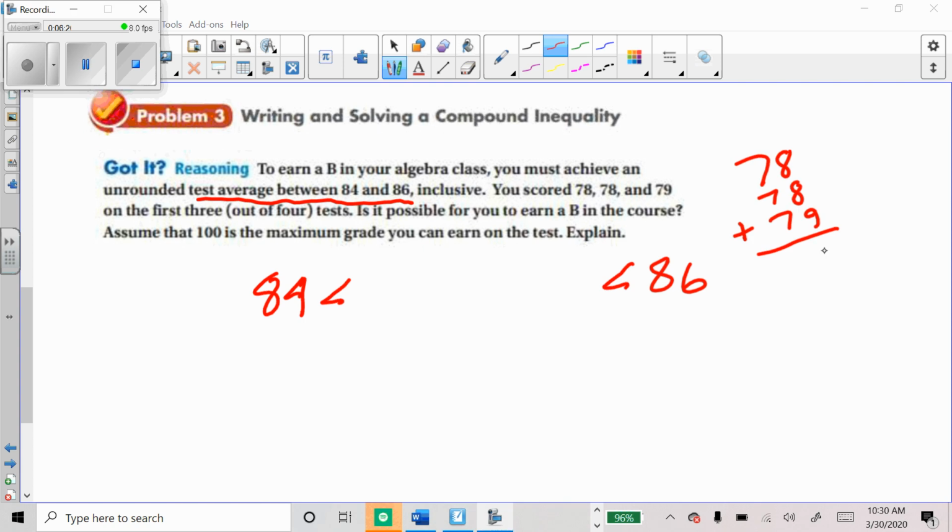So if you add the 3 scores you already got, that would be 235 total. And then I'm going to add one more score to that. And I'll just call that x. Then if I divide those by the total number of scores, which is 4, that should give me my average. So now to get rid of this divide by 4, I'm going to multiply each side by 4.